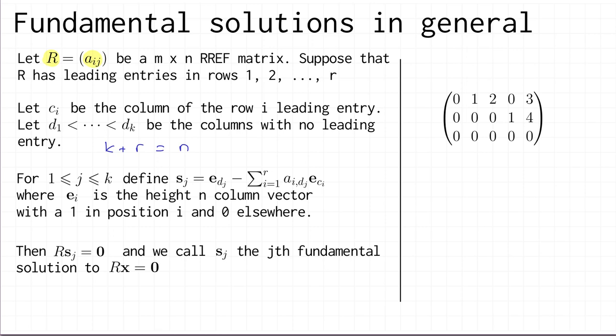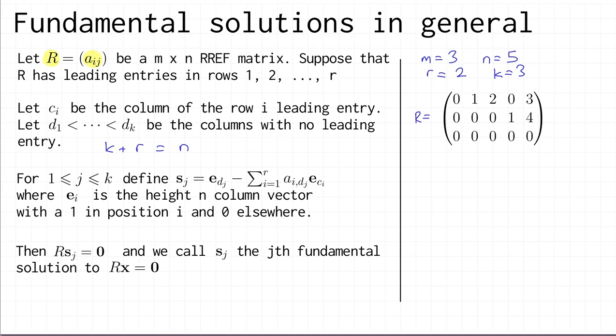So all of this can be a little bit hard to follow, so let's just look at an example on the right of the screen here. Let's look at what all of these numbers would be in this special case. So this is my matrix R, and I have m equals 3, there are 3 rows, and n equals 5 columns, and there are leading entries in rows 1 and 2, so r here is equal to 2. On the other hand, there are going to be 3 columns with no leading entries, so k is equal to 3, and you can see that r plus k really is equal to n.